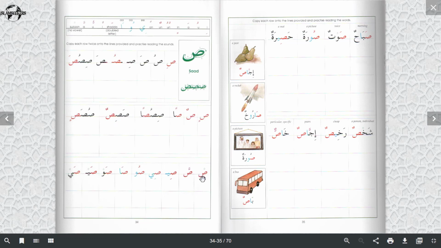Line 3. So. Si. Su. So. Soy. Page 35. Listen carefully and repeat. Line 1. Morning.